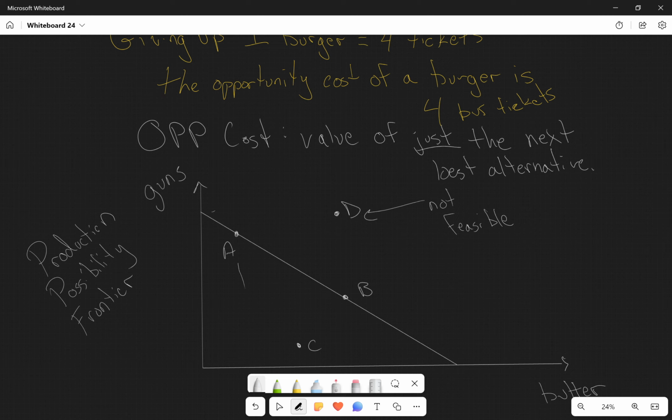The two that we have that are on the actual boundary, these are going to be feasible and efficient. If you're a little unclear about what efficient means, it just means that we're using all of the resources, right? We're not leaving any money on the table. Compared to this point, C, which is going to be feasible but inefficient.